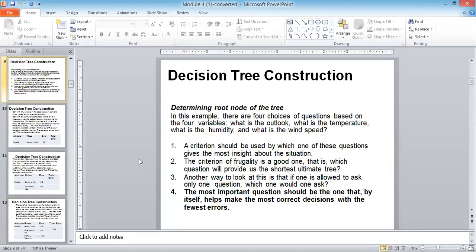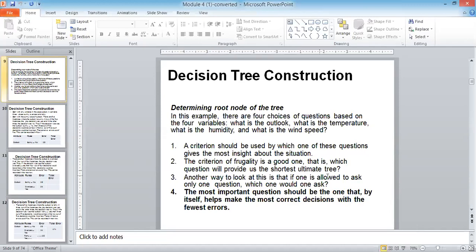So how do we need to construct a decision tree? As you know, there will be a root node. In between are the nodes with branches, which are called decision nodes, and the nodes without branches are called leaf nodes. Now take the same example for the final decision tree, where I can have questions like what is the outlook, what is the temperature, what is the humidity, and what is the wind speed. A question should be used from one of these, and it should not be expensive.